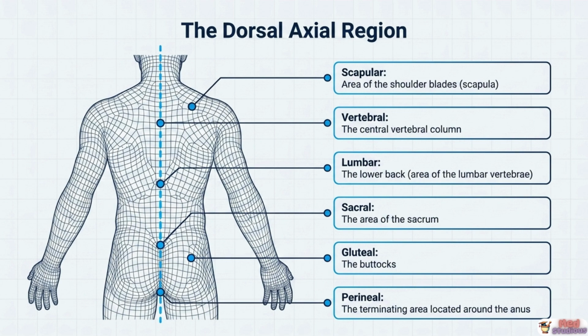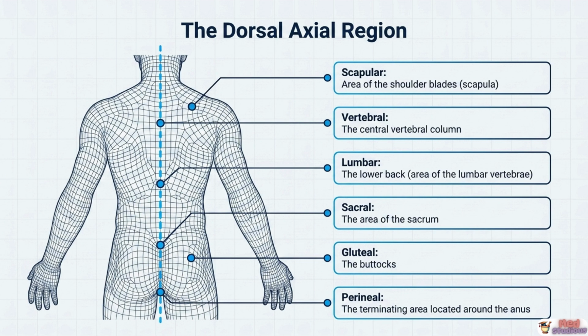The lumbar region is the lower back, the area of the 5 lumbar vertebrae between the rib cage and the pelvis, and is the most commonly affected region in mechanical back pain and disc herniation. The sacral region covers the sacrum, the triangular fused bone at the base of the spine, articulating with the iliac bones at the sacroiliac joints.